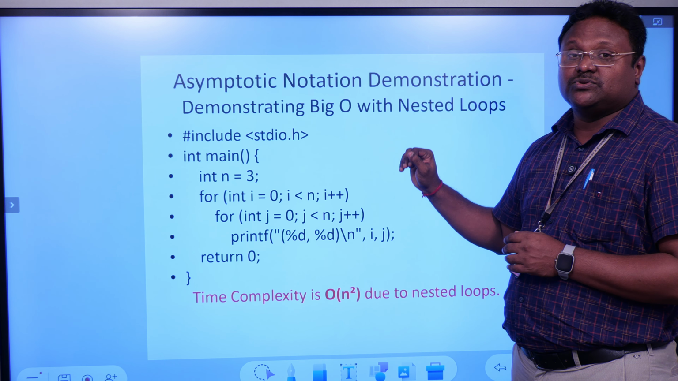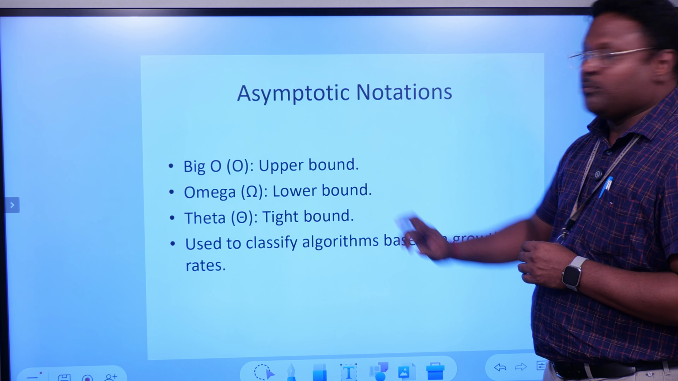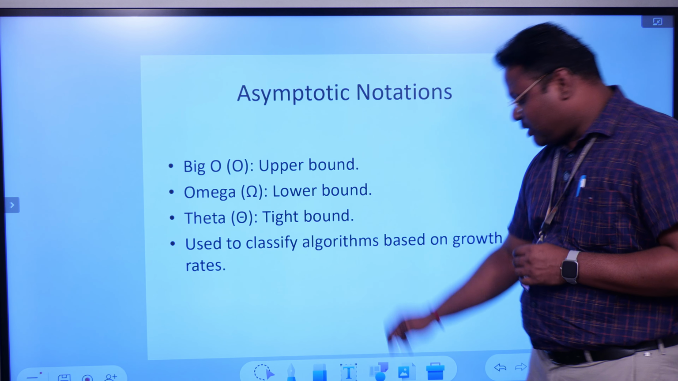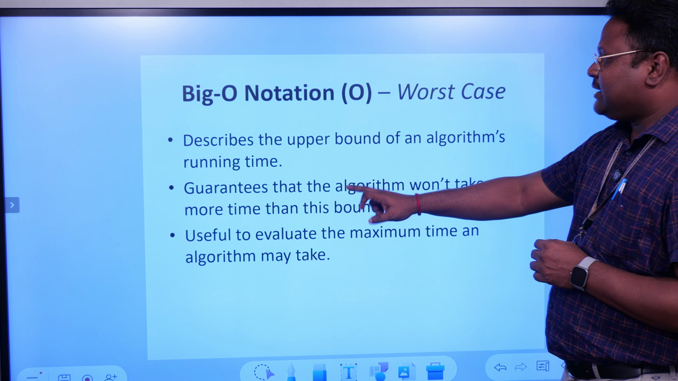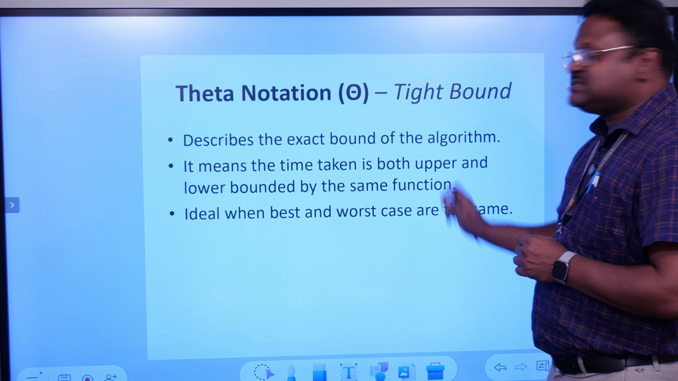Here we have seen 3 types. Once again I will repeat: Big O is an upper bound, omega is the lower bound, and theta is the tight bound. In the upper bound, the algorithm running time guarantees that the algorithm won't take more time. When we come to omega, it guarantees that the algorithm takes at least this much time. And when we come to theta, it means the time taken in both the upper bound and lower bound is by the same function.